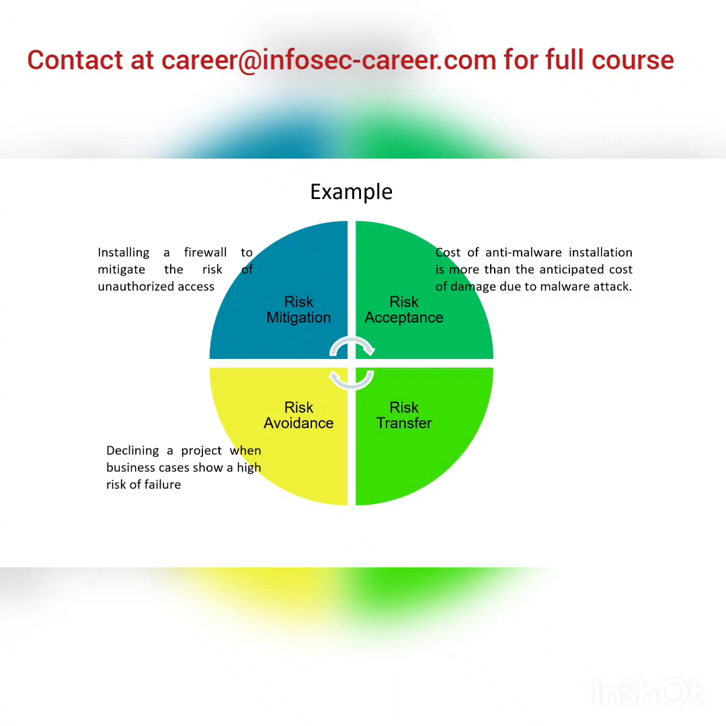Risk avoidance: declining a project when the business case shows a high risk of failure, so as to avoid that particular project. Risk transfer: for example, taking insurance for damage due to natural disasters, where the probability of disaster is very low but there can be a high impact.